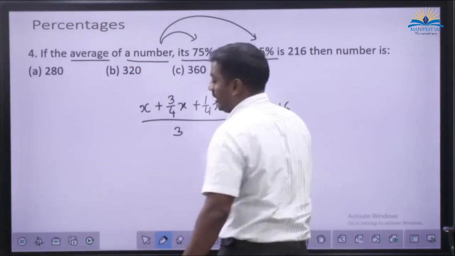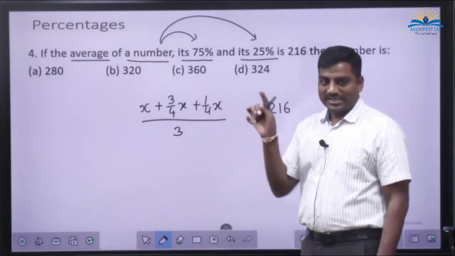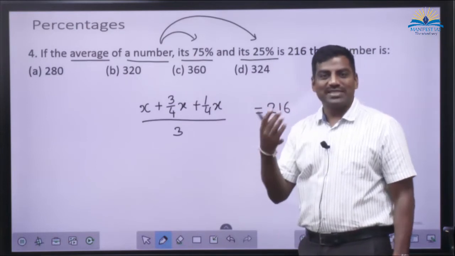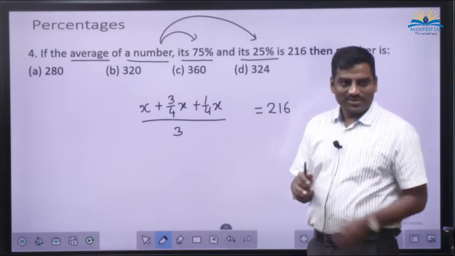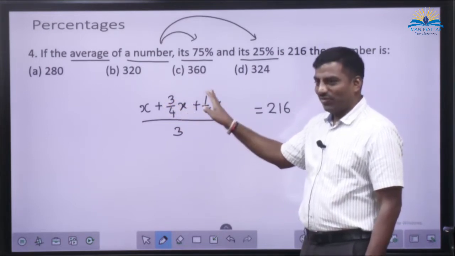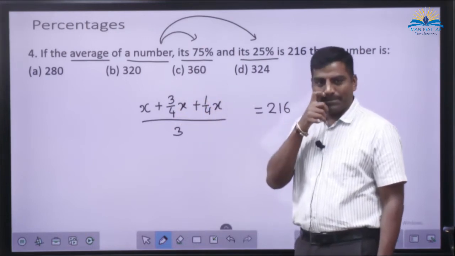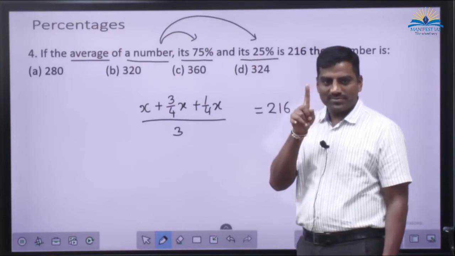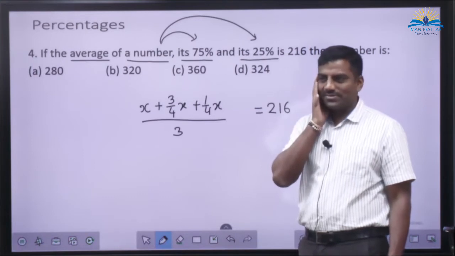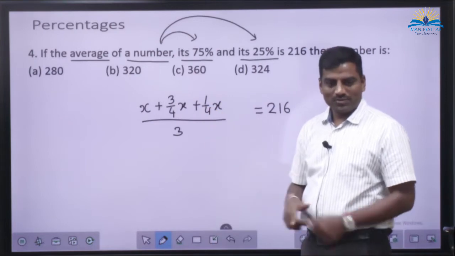I know what to do here. You'll take the LCM of this, no? Wasting time. You will be finding ways to waste time. Yes or no? Simple. 1x, 3/4 of x, and 1/4 of x. What is 3/4 of x plus 1/4 of x? 3/4 of a pizza plus 1/4 of a pizza is one pizza, no? Yes or no? 1 plus 1, 2.